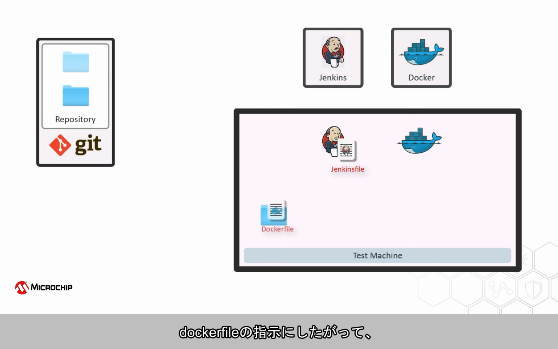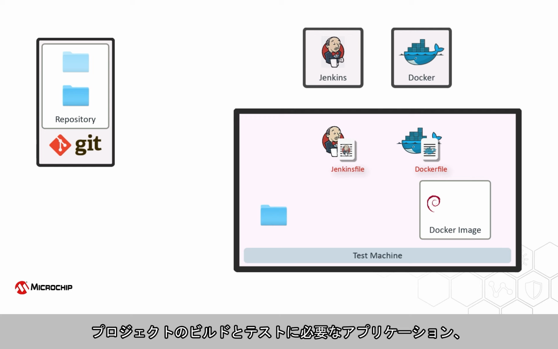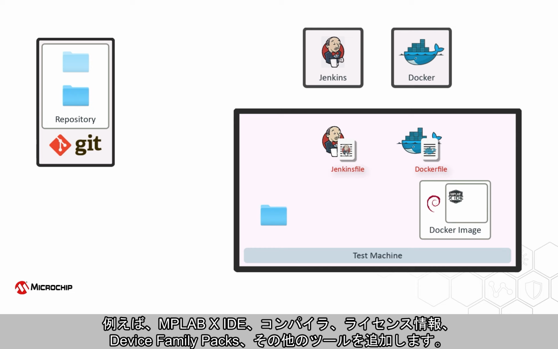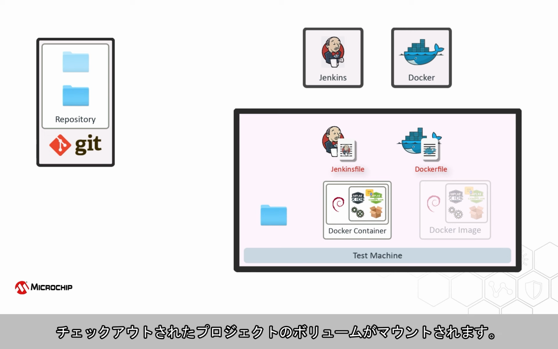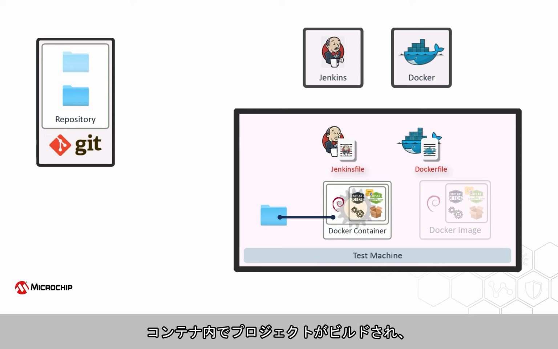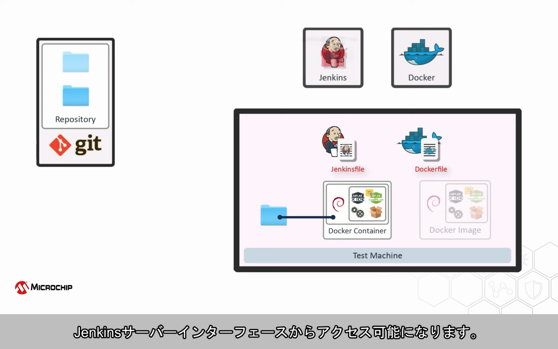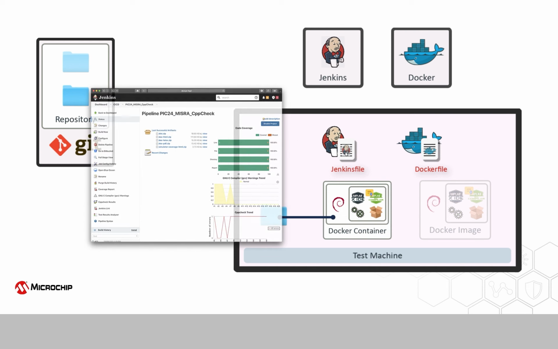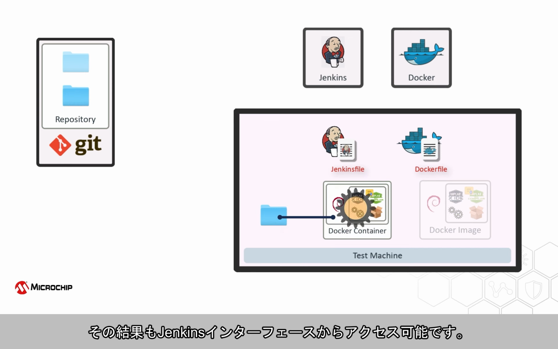Following the instructions in the Dockerfile, a Docker image is created based on a Debian image and extended with the applications needed to build and test the project, such as the MPLAB X IDE, compiler, license information, device family packs, and other tools. This image is then run as a container, on which the checked out project volume is mounted. Within the container, the project is built, then the project artifacts are packaged and made accessible through the Jenkins server interface. Testing of the project takes place in accordance with the defined scripts, with the results also accessible from the Jenkins interface.